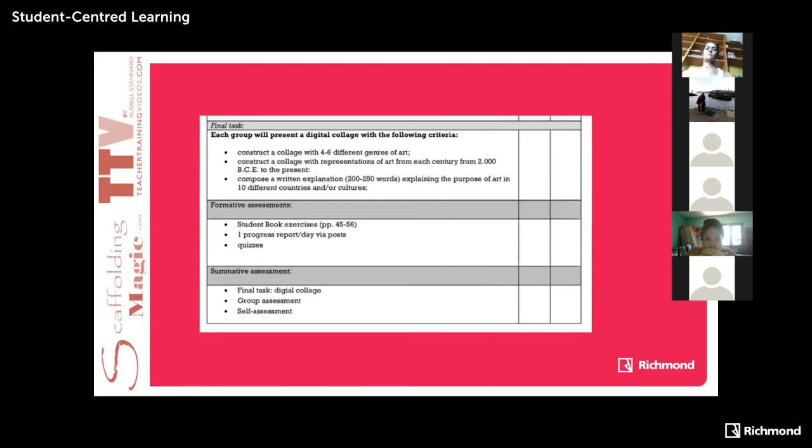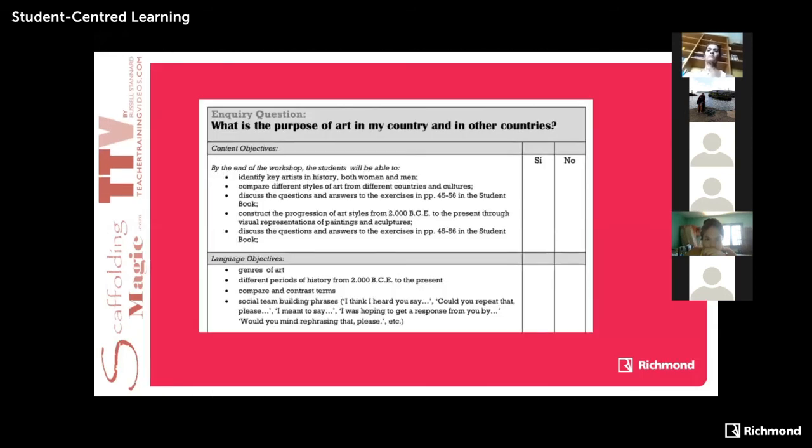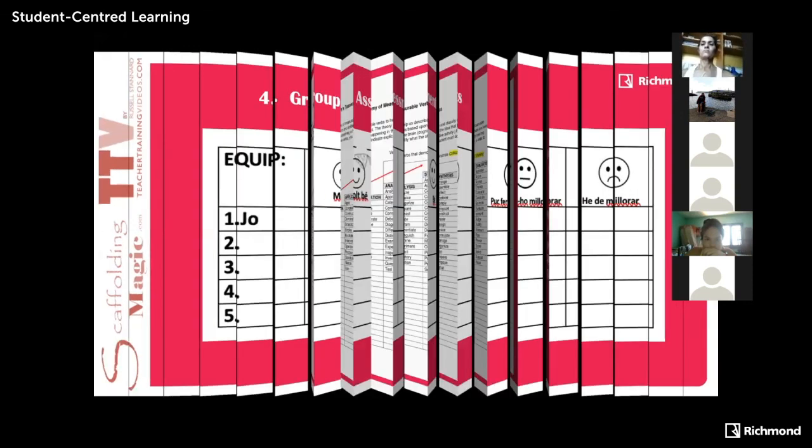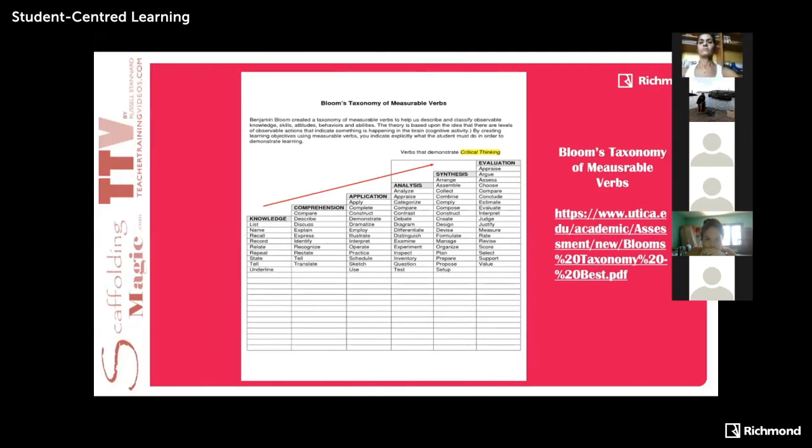There are a few people asking about Bloom's taxonomy. Okay, let me go back to Bloom's taxonomy. As I said, you'll get this, and I'm happy to send this also. This is Bloom's taxonomy and the link. If you just type in Bloom's taxonomy of measurable verbs, and if you would please spell that correctly, then you'll get this page. It's a wonderful source. I keep it with me and use it frequently.